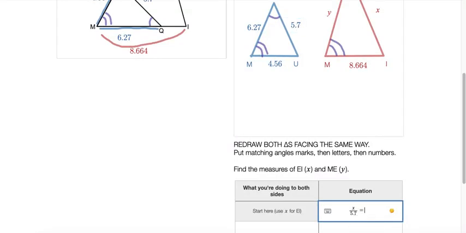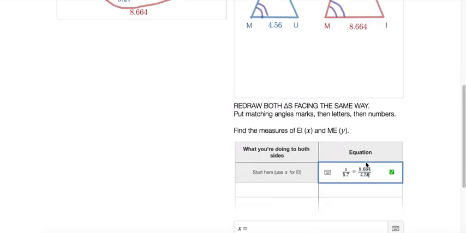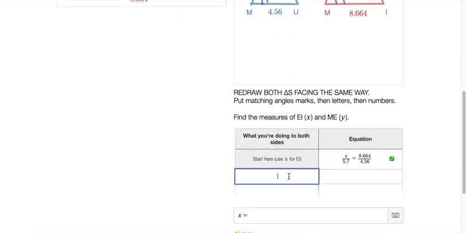That is equal to, X is from the big triangle. I need to start with the big triangle. There's only one number I know from the big triangle. It's 8.664. What does that match with? Well, I just look at my handy picture here and I see on the bottom is 4.56. Good. X is being divided by something. Let's do the opposite. We're going to multiply by whatever that number is, 5.7.